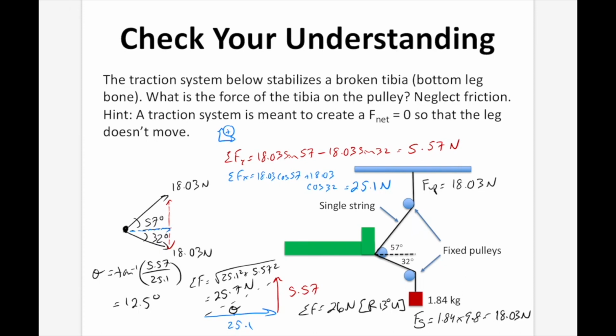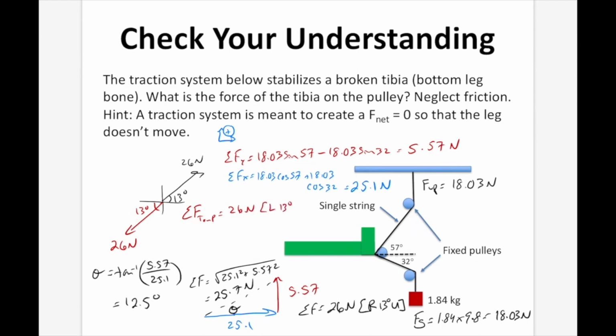So I'm going to make a little bit more room, and I'm going to draw what we found. So we said right and up. So the force of the pulley on the tibia looks like this, 26 newtons, and it's going to go right 13 degrees up. But the force of the tibia on the pulley is going to be exactly opposite. So it's going to look like that. It's still going to be 26 newtons, and it's going to be 13 degrees, but everything's going to be a little bit different. So if we say the sum of the forces of the tibia on the pulley is going to equal 26 newtons left, 13 degrees down. And that's our final answer right there.